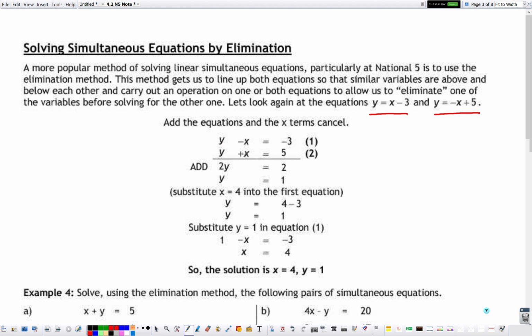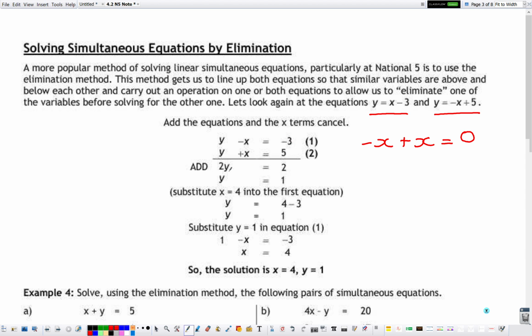So equation 1 and equation 2, you'll see we've matched the y's above the y's, the x's above the x's. Now, we're trying to eliminate one of these variables. Now what that means is that if we were to add these columns together, one of the variables is actually going to equal 0. So if we have y plus y, that doesn't eliminate y because that gives me 2y. But if I've got minus x and I add positive x, that's minus 1 add 1. That does give me a 0. So that means that this x is eliminated. Minus 3 plus 5 is 2.